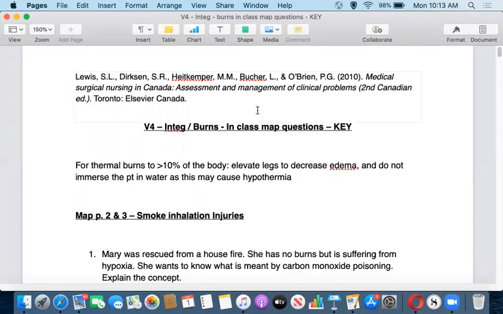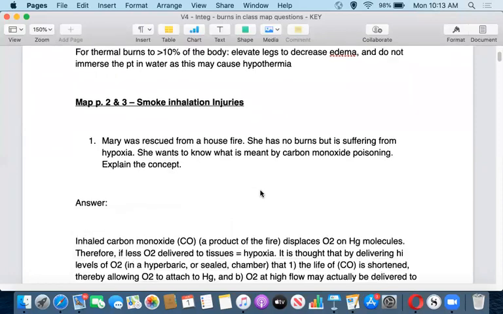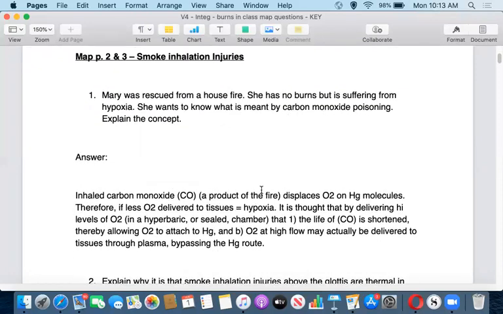So if we start with number 1, where Mary is rescued from a house fire, why does she have carbon monoxide poisoning? What does that mean? Well, there's a fairly simple explanation here of how the carbon monoxide displaces O2 on the hemoglobin molecules. And that has obvious issues for O2 delivery to tissues.